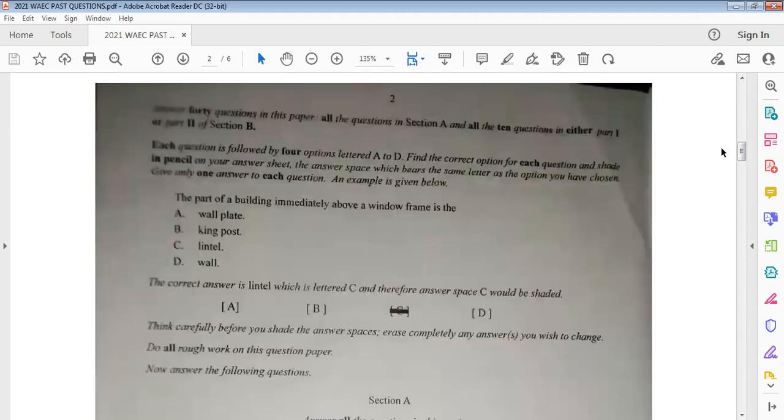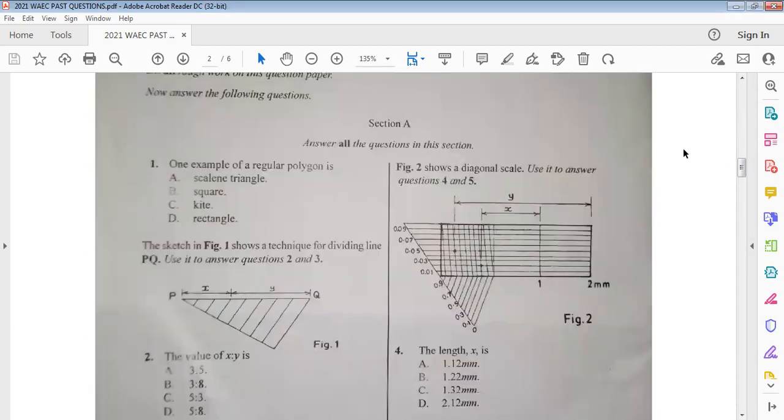All right, so here we have question 1. It says that one example of a regular polygon is, the answer is option B, square. A square is a regular polygon because all the sides are equal in length. I've given you the reason: all the sides are equal in length.